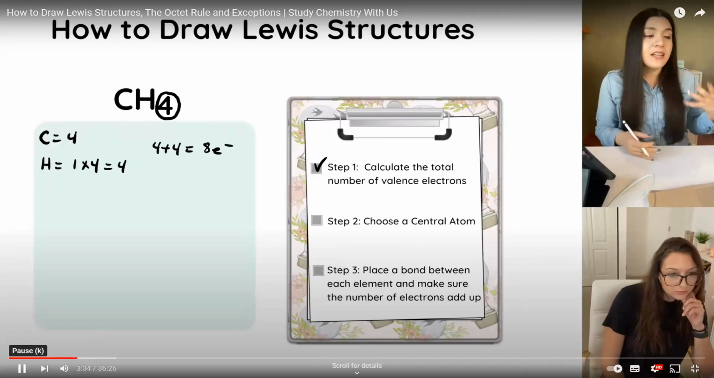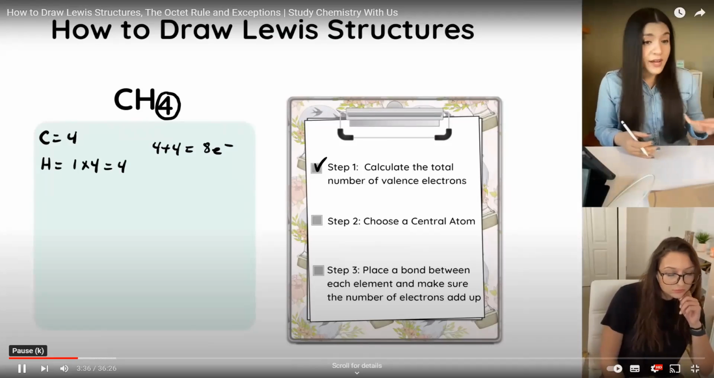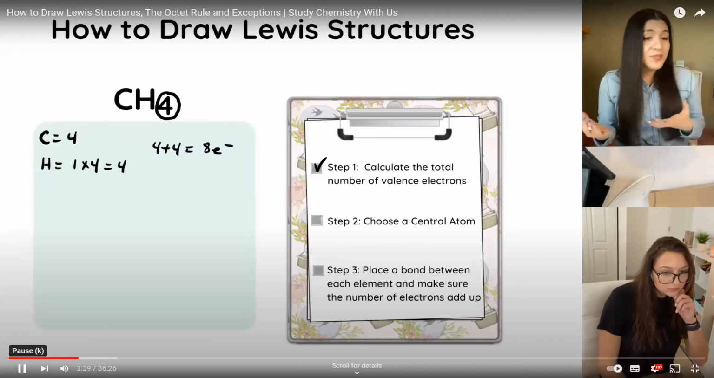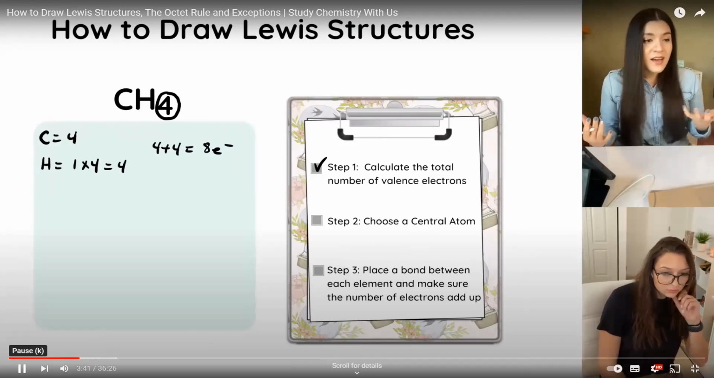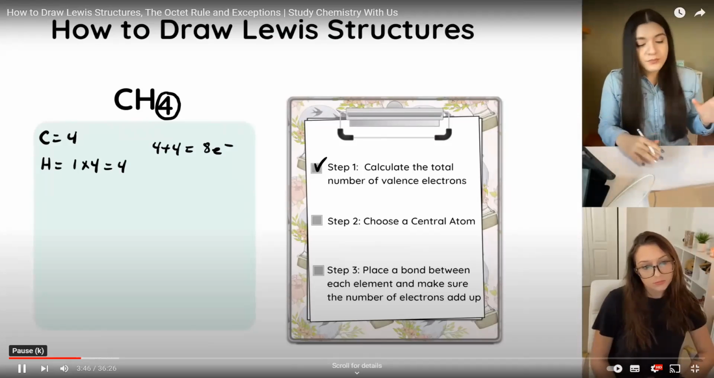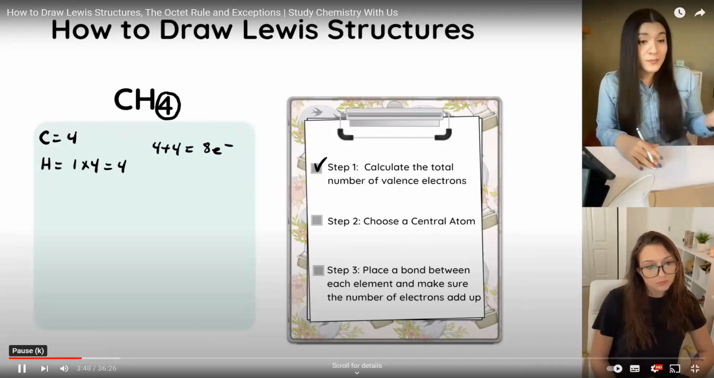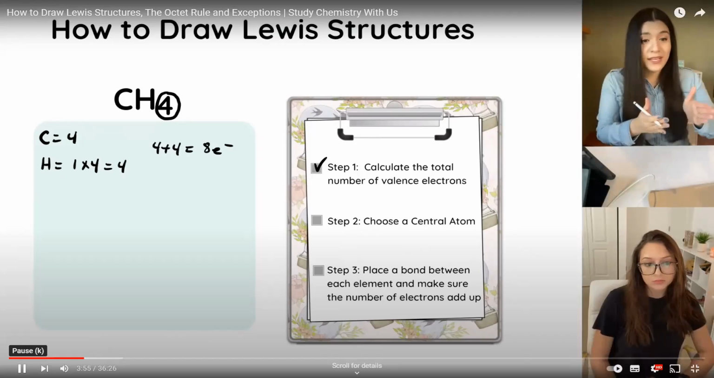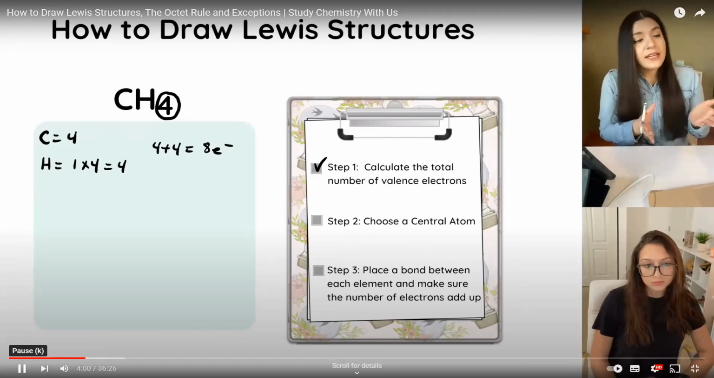The next thing is identifying which one is going to be the central atom. For the central atom, I know this one's kind of obvious because there are 4 hydrogens, so they have to surround the carbon. But just to note, carbon will always be the central atom if it is in the structure. Okay, so carbon, number 1, is always going to be in the center. Now, if there wasn't carbon in the Lewis structure, then it's going to be the least electronegative. So the least electronegative atom would be your central atom if carbon isn't there.